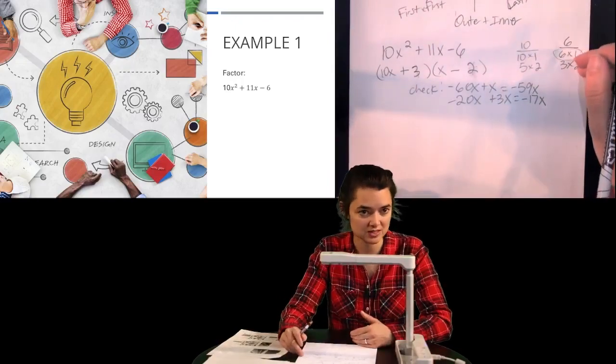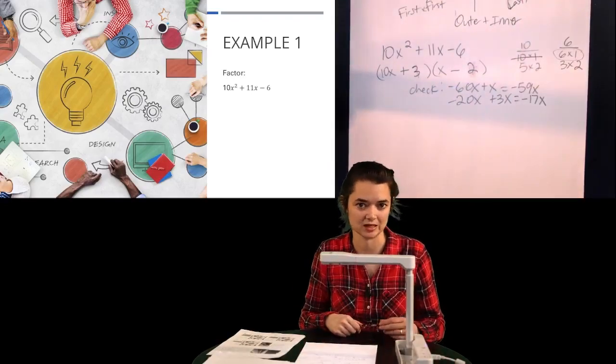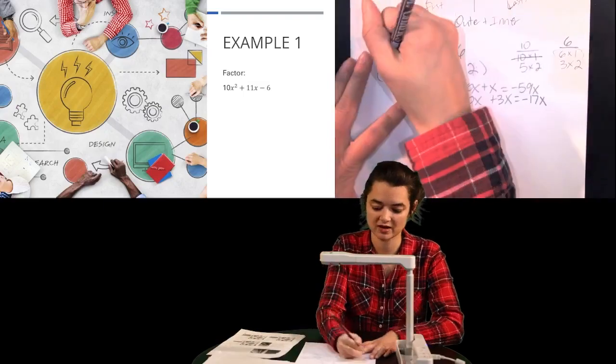So I've tried both of these options with the 10 and the 1. I can go ahead and cross out 10 and 1. It's just not going to work. So let's go ahead and try 5 and 2.